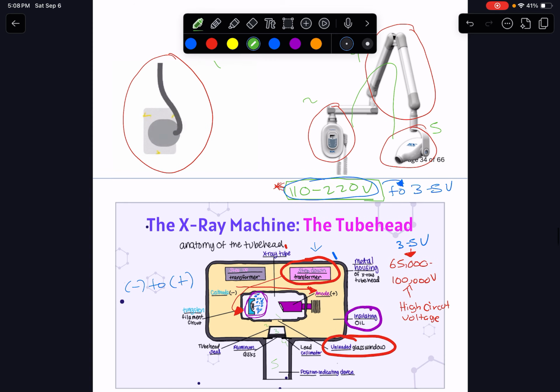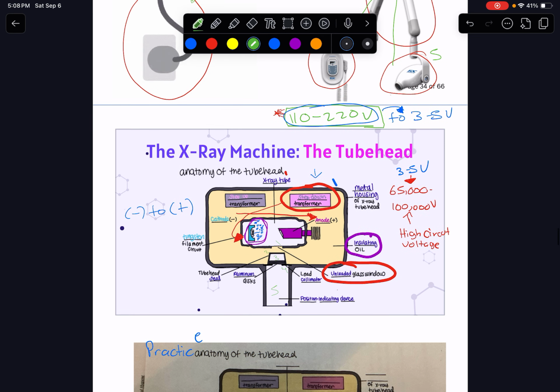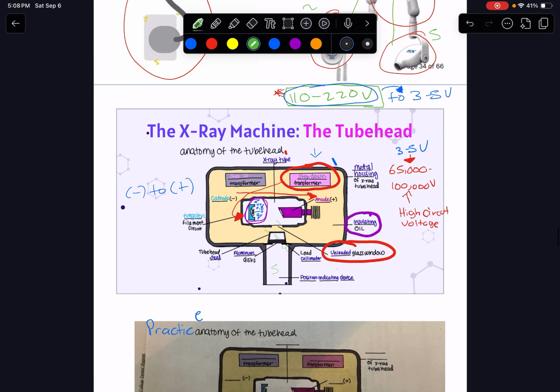So kind of like a little recap. Turn on the unit right here. It's going to go through the cord, through the control panel, to the extension tube, to the tube head. In general, electricity is from 110 to 220 voltage. So that electricity is going to go to the step-down transformer. The step-down transformer is always 3 to 5, so it's going to reduce that voltage so it doesn't burn out.